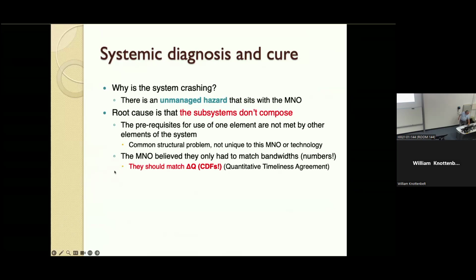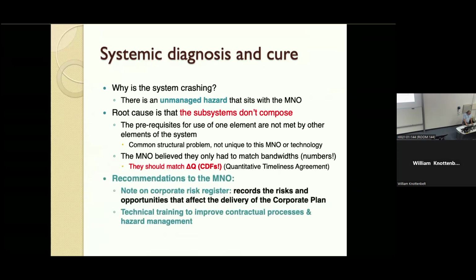Now, the problem is that the MNO, they match bandwidths, okay? Sure, the wholesale access net is able to accept sufficient bandwidth of packets, but that's not enough, matching bandwidth, because the delays have a lot of variation, okay? They should have matched delta Q. So this is called a quantitative timeliness agreement, okay?